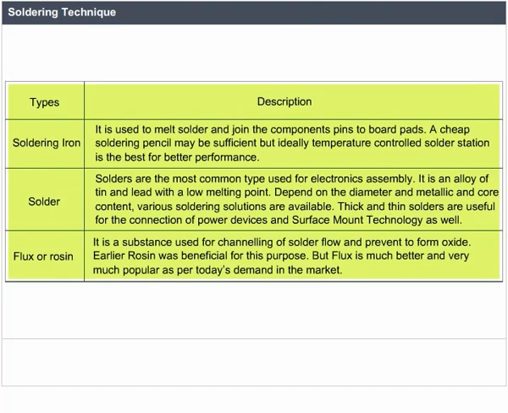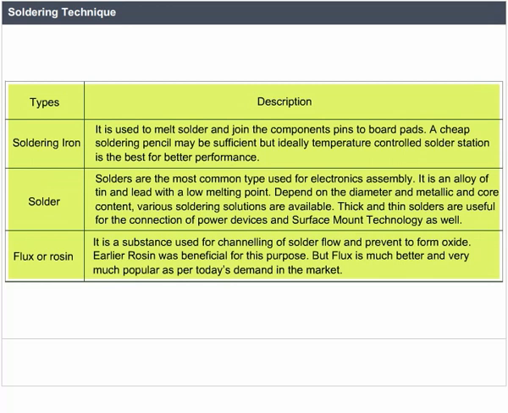It is used to melt solder and join the component pins to board pads. A cheap soldering pencil may be sufficient, but ideally, a temperature-controlled solder station is the best for performance. Solder. Solders are the most common type used for electronic assembly.